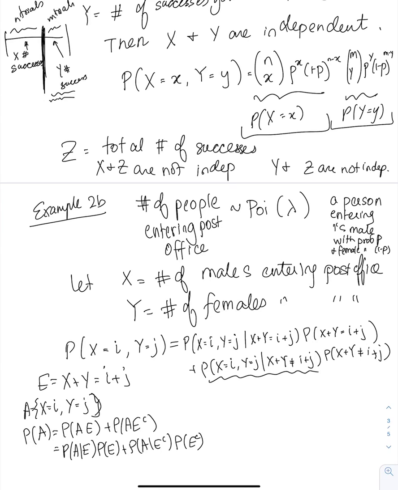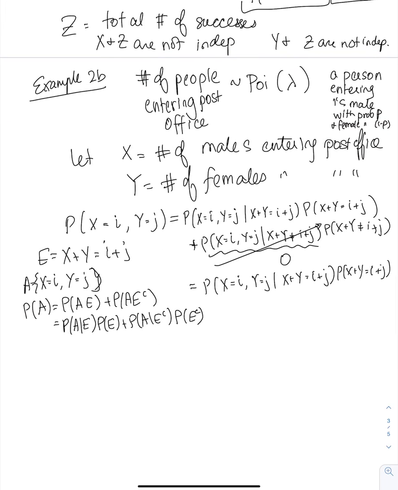What's the probability x equals i and y equals j if the sum x plus y is not equal to i plus j? Well, that's impossible, so you know that this probability is 0. So this whole thing just reduces to the probability x equals i intersect y equals j given x plus y equals i plus j, times the probability x plus y equals i plus j, because the term right after the sum sign is 0. So now let's try and find this.